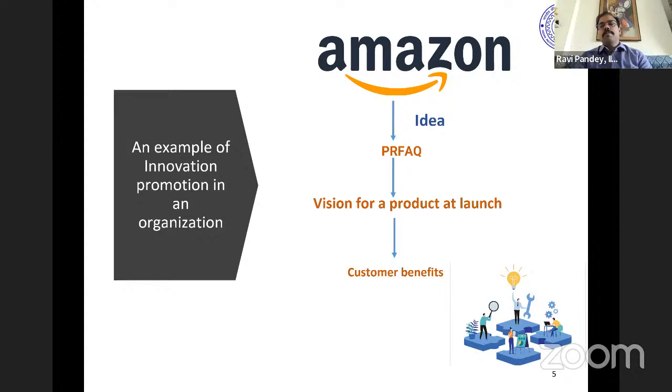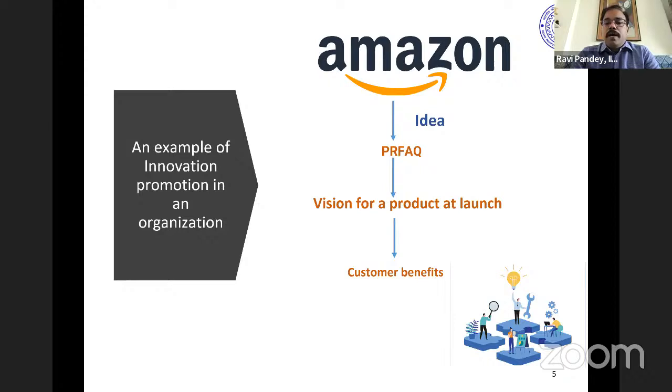And PRFAQ, let me tell you what it is all about. Amazon has made a mandatory requirement where all the employees are supposed to join this small meeting, or you can say small program of PRFAQ. PRFAQ means simple. PR stands for press release, and FAQ means frequently asked questions. Amazon provides an online form to all its employees, and it is mandatory for all the employees to participate in this program.